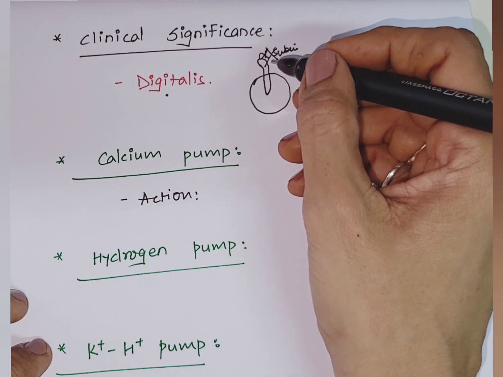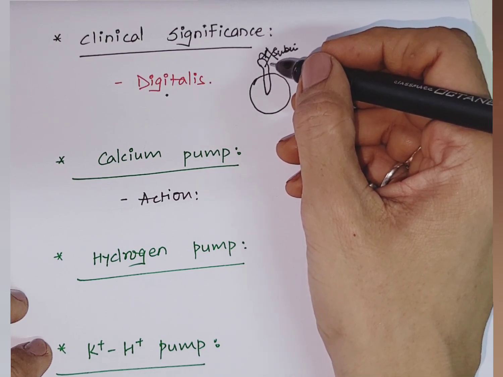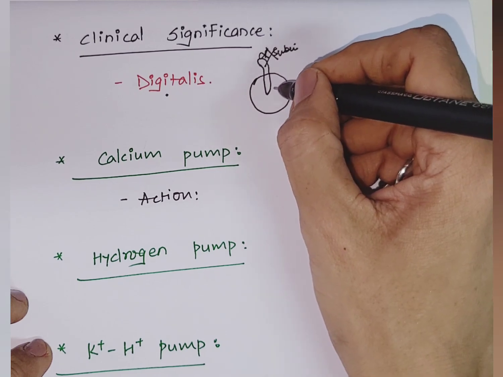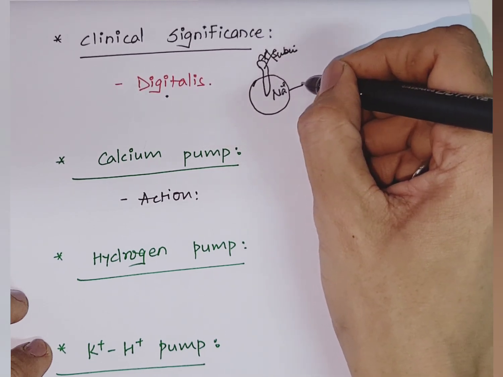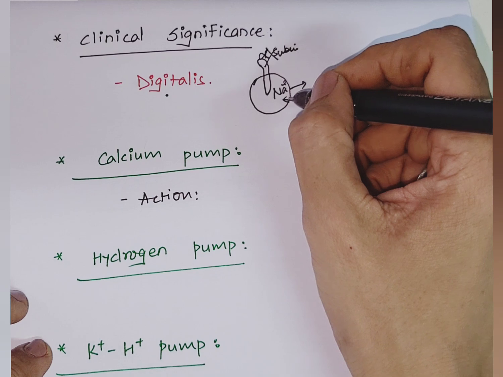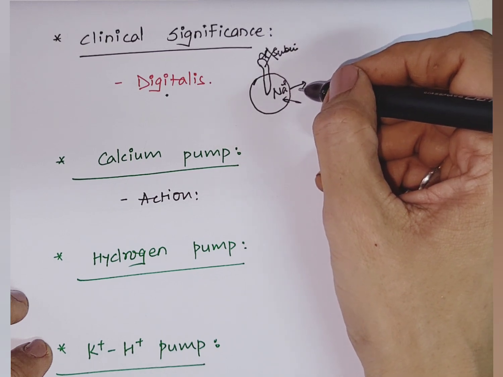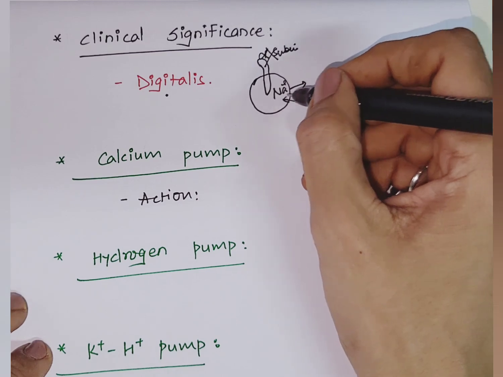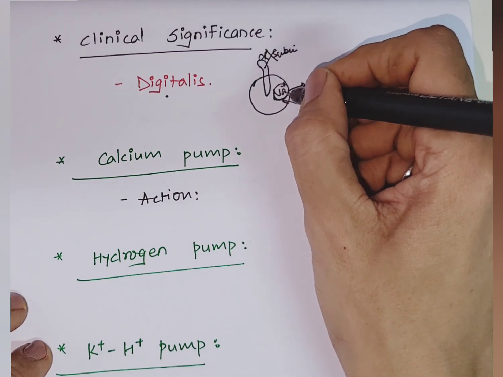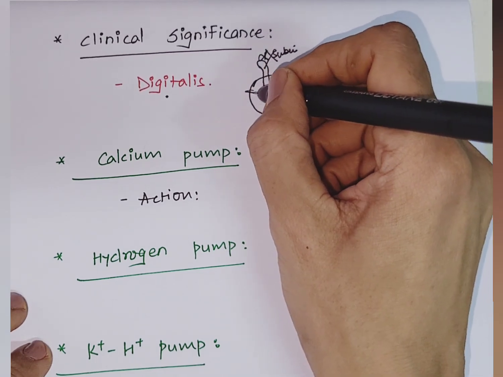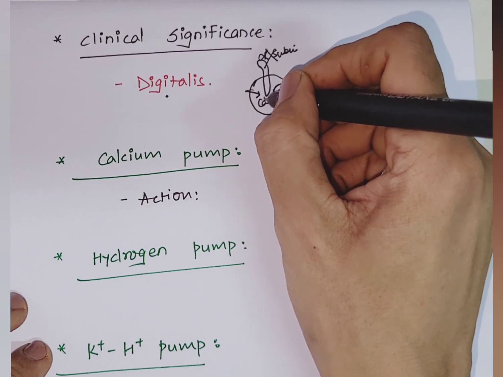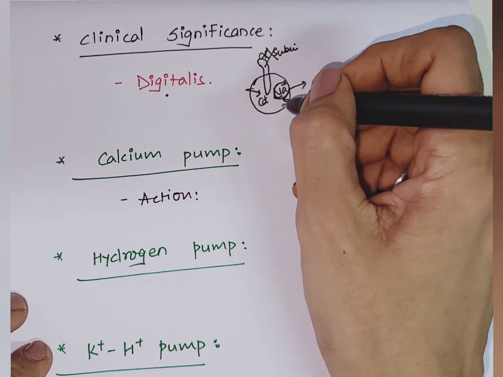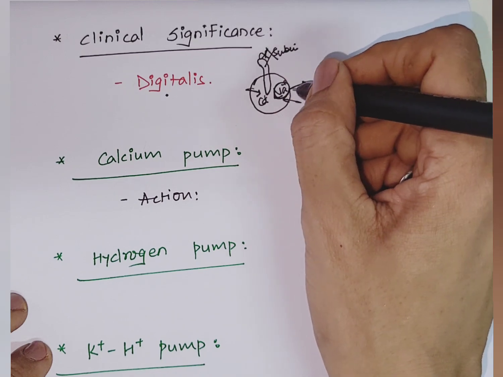When this pump gets inhibited, intracellular sodium ion increases, because the activity of the pump is to move 3 sodium out and 2 potassium in. So when the sodium ion concentration is more inside, calcium efflux is reduced, because when the sodium concentration is more, calcium ions move out along with sodium. So calcium will not move out and calcium concentration increases, because on the other side we have another variety of pump.